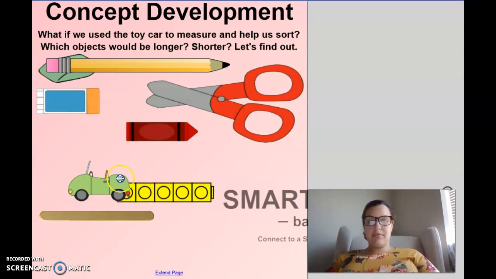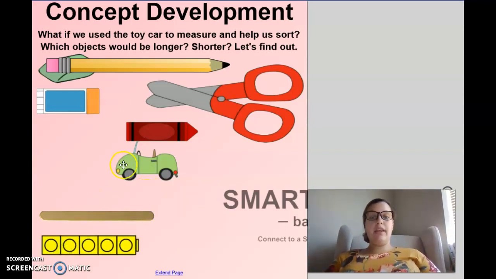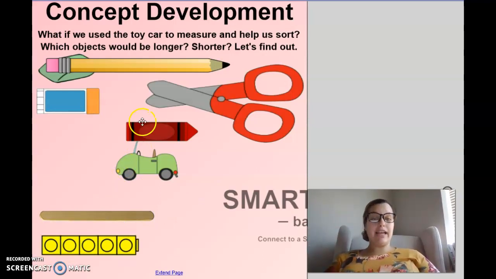Move these cubes down. Is the car shorter or longer? The car is shorter, the cubes are longer. I love that we're using words like shorter than, longer than. That's exactly what I want to hear.